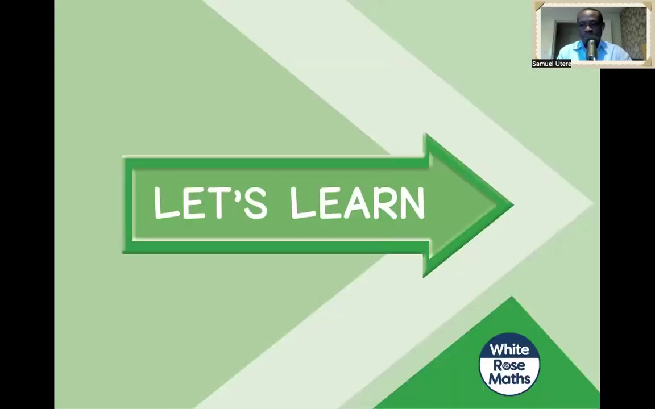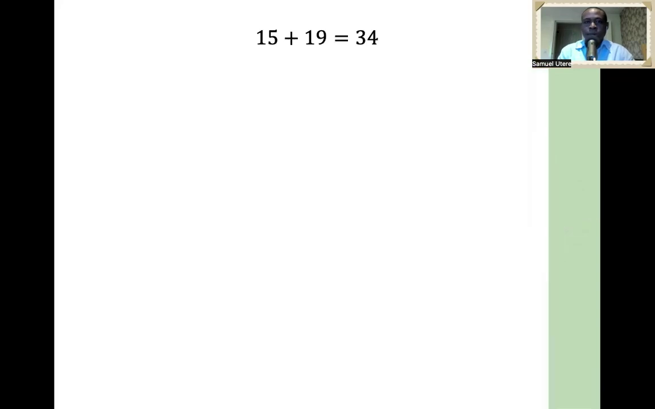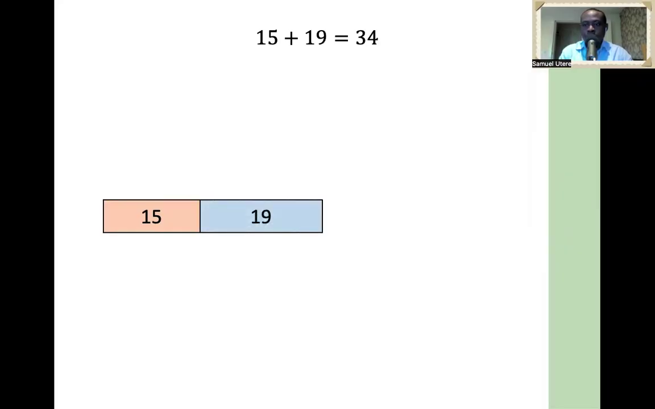Let's do some new learning. Here, 15 add 19 is 34. How would we represent this in a bar model? Of course, by now you should know that for the bar models, we add the bars. So we write 15 as one bar, 19 as another bar, and another bar for 34, which shows that 19 plus 15 is 34.